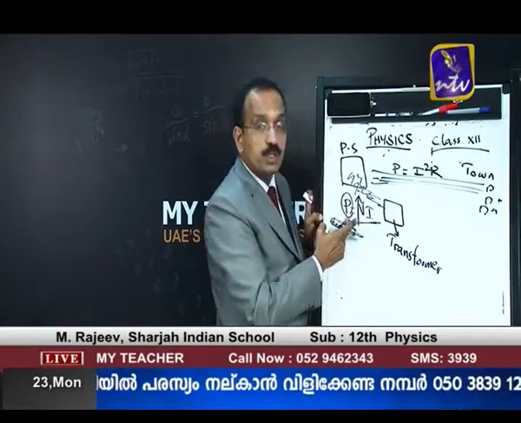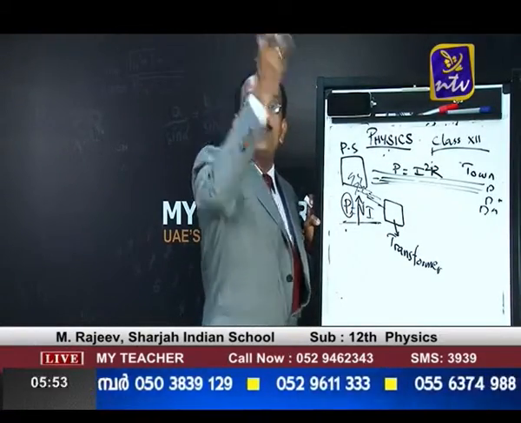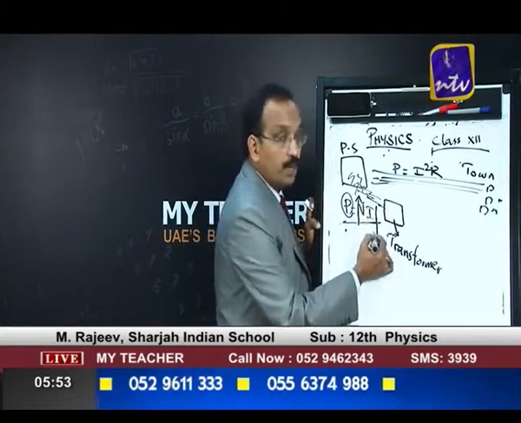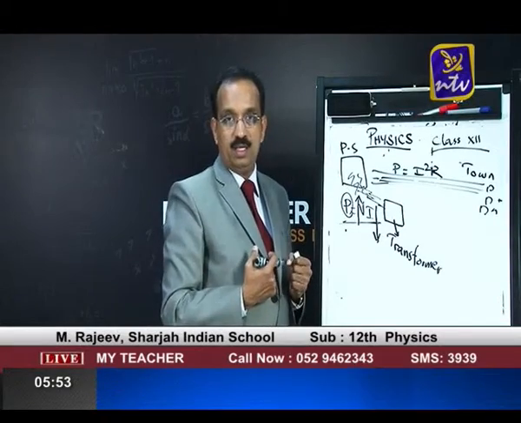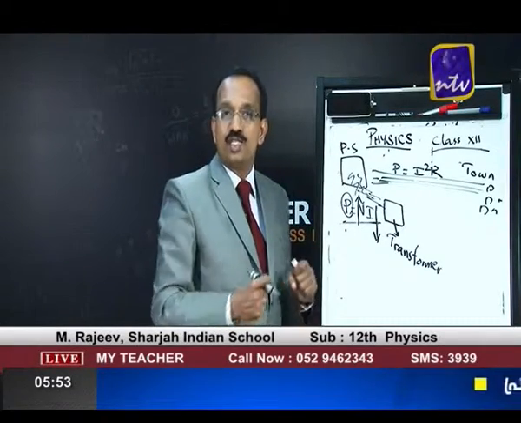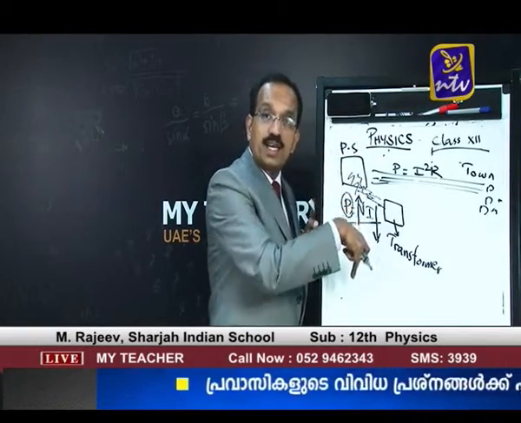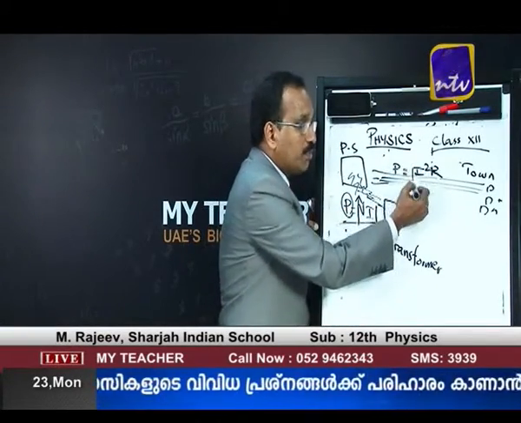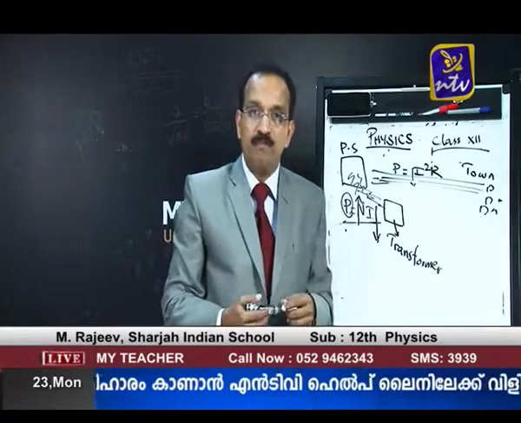So, what is the purpose of this? When we increase the voltage to a very high value, like 11,000 volt, what happens? The current will be considerably reduced, because the power of a source is a constant, the power of the generator is a constant. So, increasing the voltage to a very high value will reduce the current to a very low value. When the current is reduced, the power loss also will be minimized. So, it is so simple.